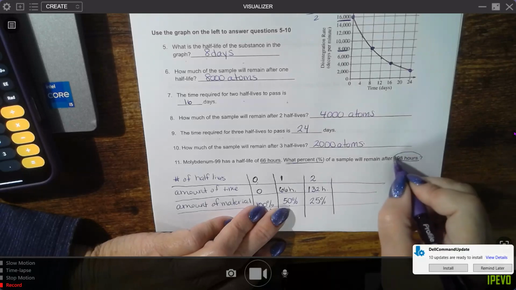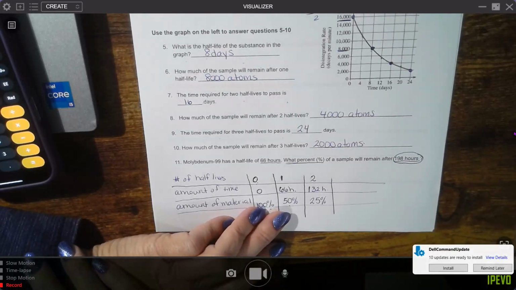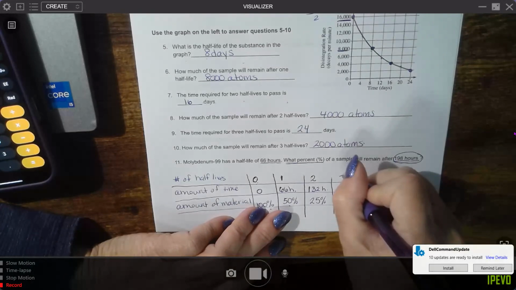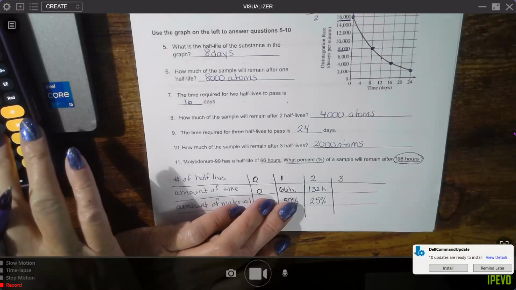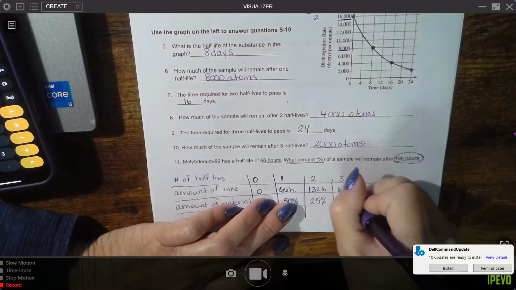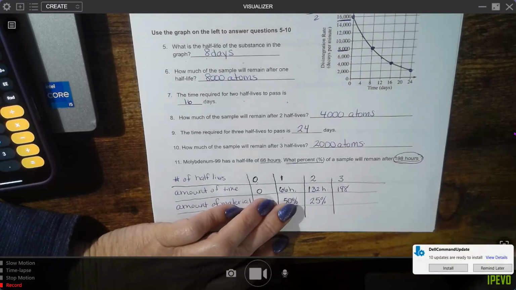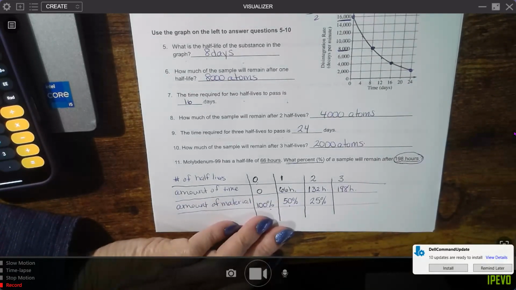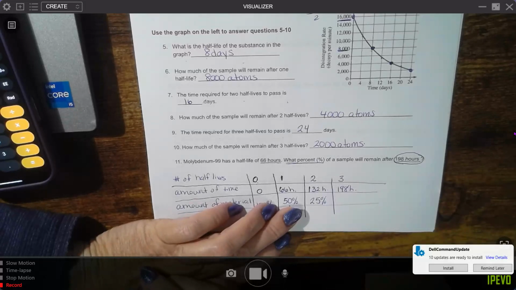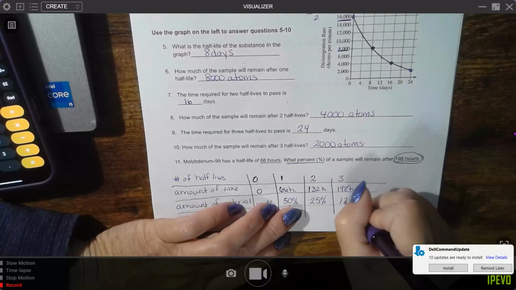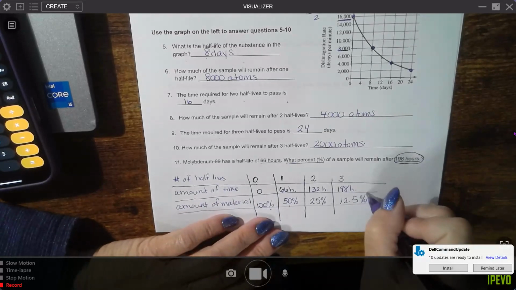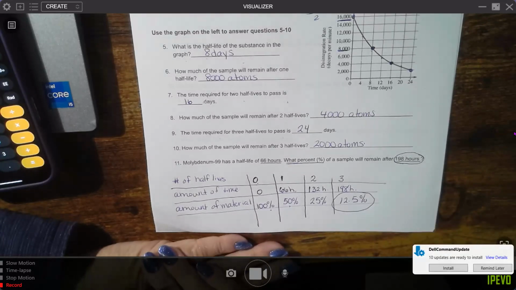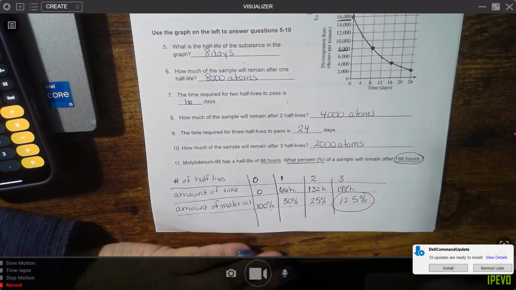Now, what we're trying to get to is 198 hours. So after 3 half-lives, I'm going to do 132 plus 66. There we go. That's 198 hours. All right, how much would be left? I take 25% divided by 2, so 12.5%. So this tells us that 12.5% of our sample would be left after 198 hours.